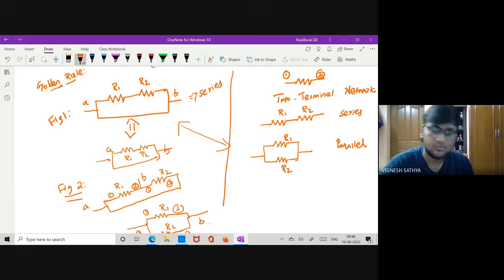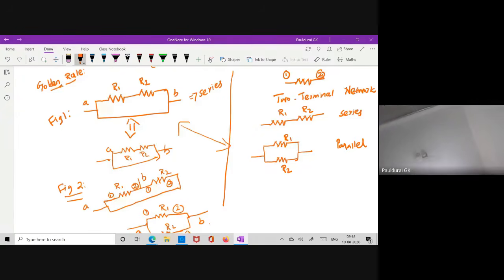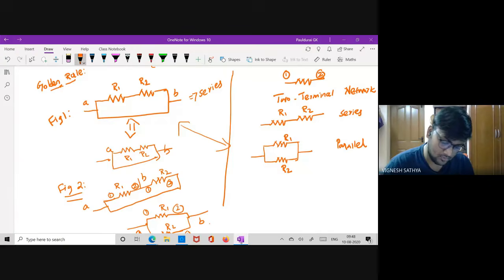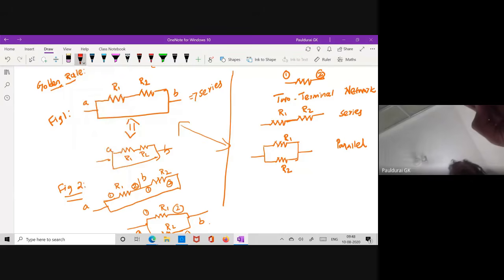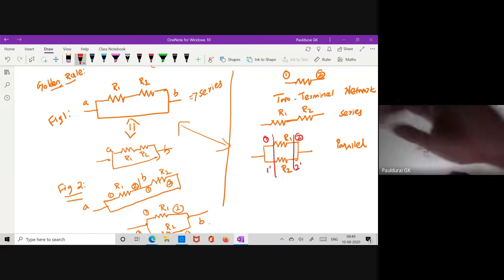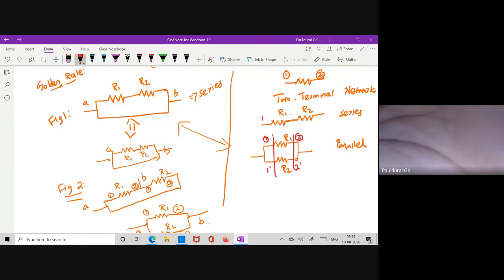Anyone? This is the first point. That is what I am trying to get you to say. In a series connection, how many terminals are connected? Only one terminal, right? Can you understand? But in parallel, both terminals are connected. This is terminal 1, this is terminal 2. Similarly here, take this as 1 dash, this is 2 dash. When both terminals are connected, that type of connection is called parallel. But here, with terminal 1 and terminal 2, and 1 dash and 2 dash, only one terminal is connected.